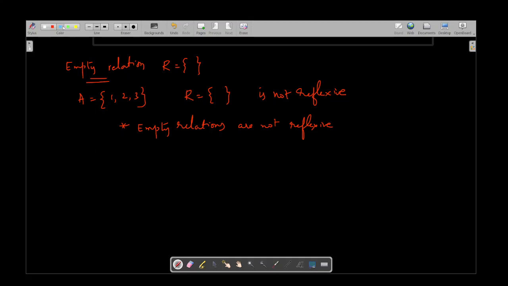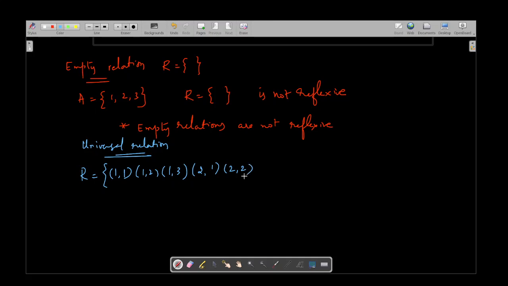Similarly, we will see what happens to the universal relation. Universal relation is actually the Cartesian product. So we can write the universal relation on A as (1, 1), (1, 2), (1, 3), (2, 1), (2, 2) and (2, 3). Finally (3, 1), (3, 2) and (3, 3). So this is my universal relation.